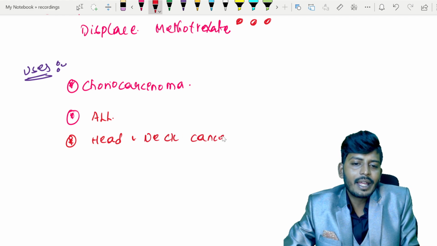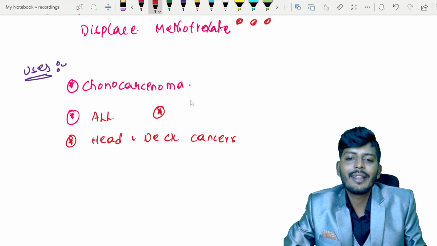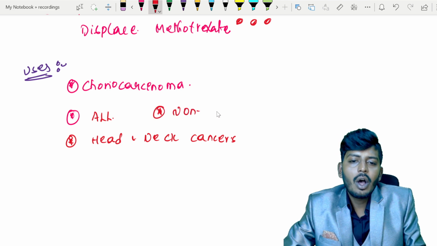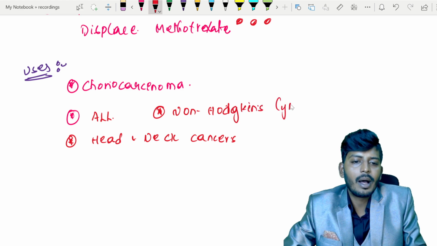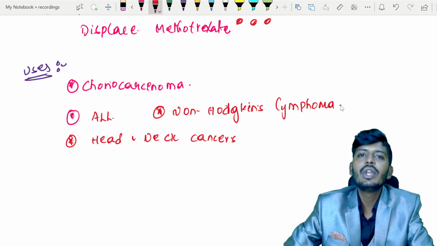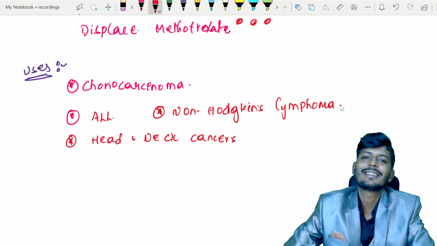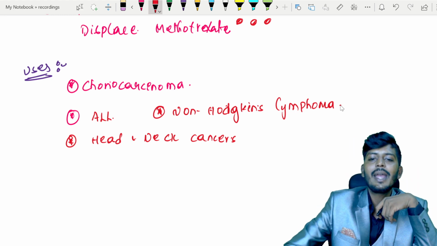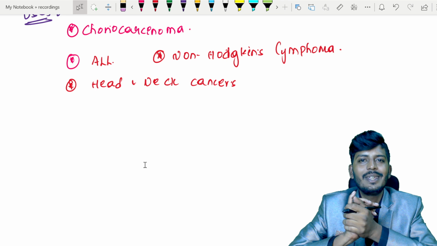Apart from the head and neck cancers, it is also useful in one more type of leukemia, called non-Hodgkin's. What is that? Non-Hodgkin's lymphoma. Okay. So non-Hodgkin's lymphoma is a subtype of chronic lymphocytic leukemia. It's a type of non-Hodgkin's leukemia, which basically involves multiple lymph nodes.